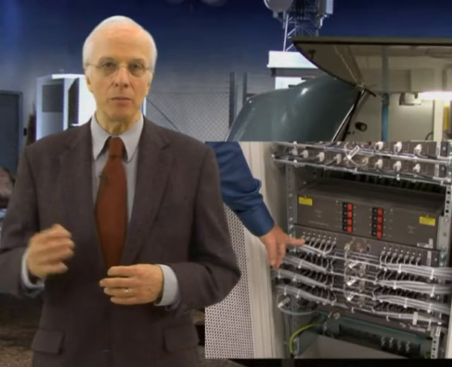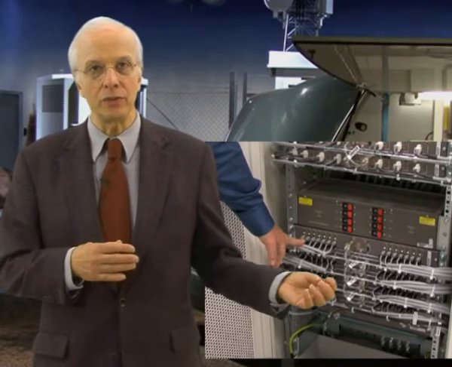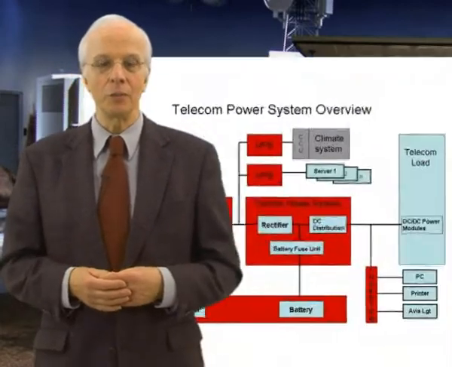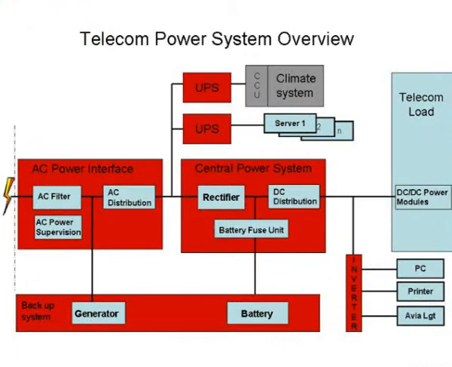Now, you may find that you have different types of telecom equipment on your site, and if so, they might be running on different voltages. In such cases, there are DC-DC power modules and sometimes DC-AC inverters available. DC-DC power modules convert one DC voltage to another DC voltage, in other words, plus 24 volts to minus 48 volts, or vice versa. The modules are usually integrated with the telecom equipment.